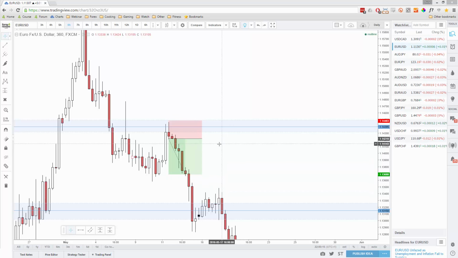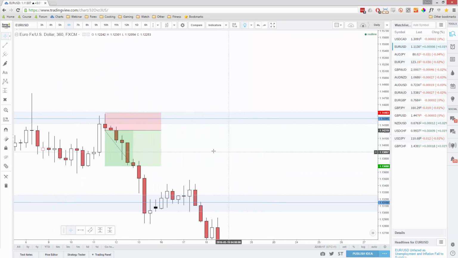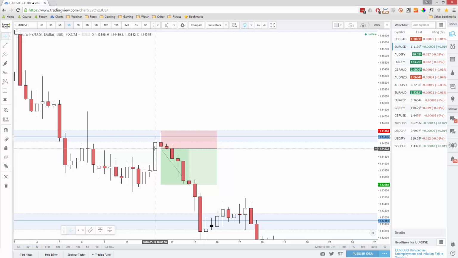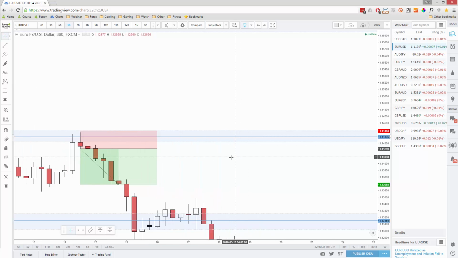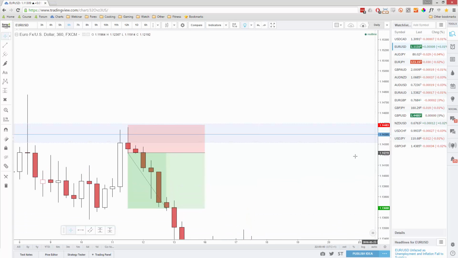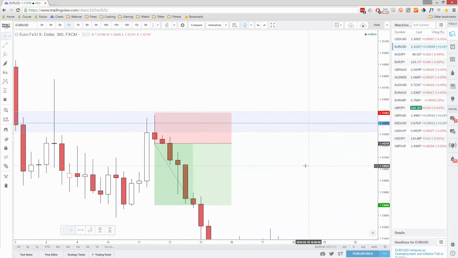And my entry, in this case, was placed at the low of the indecision candle right here. The reason this one was placed here was because I had a 1-to-2 risk reward ratio at the low of the indecision candle. With this one in particular, I waited for price to break by a few pips, then pull back up, and then I entered. I didn't enter as soon as it broke. It's usually a bad move entering as soon as it breaks.